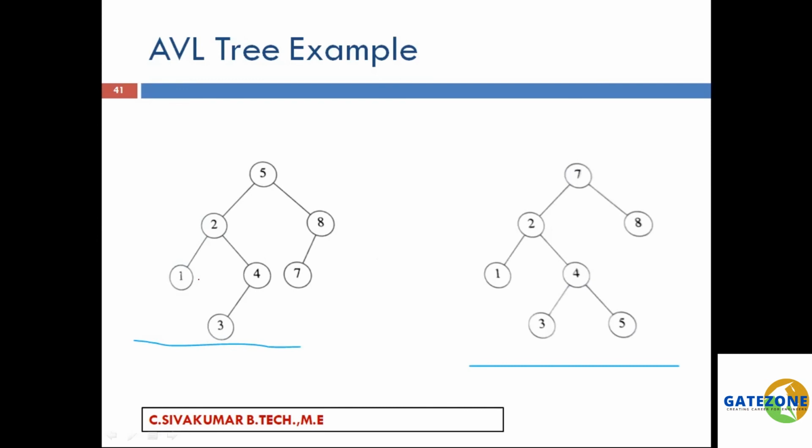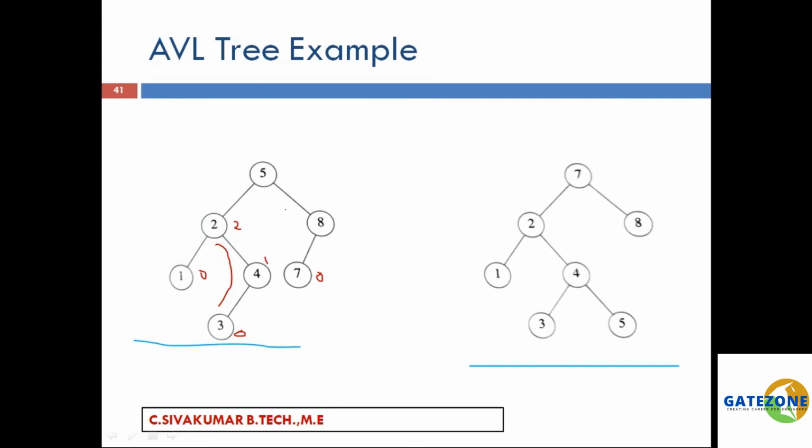0. Height of 3 is 0. Height of 7 is also 0. So what is the height of 2? 1. Okay. So what is the height of 4? 1. You have to take the longest path from that node to a leaf. For 2, the longest path has length 2. So you have to take 2.